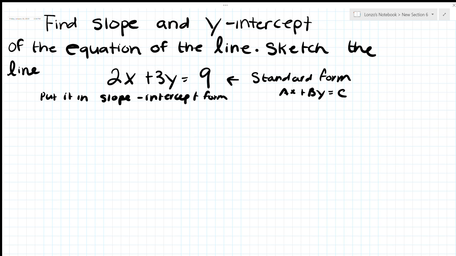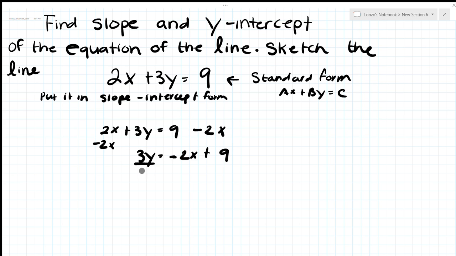So to do that, you just simply solve for y by itself. This is what you're given, 2x plus 3y equals 9. Then what I would do is subtract 2x from both sides, so you're left with 3y equals -2x plus 9. And then I'm going to divide everything by 3.